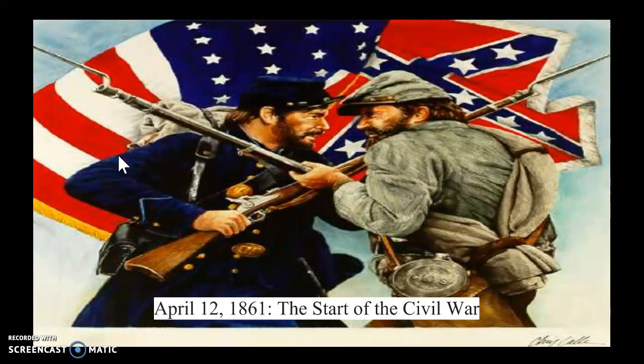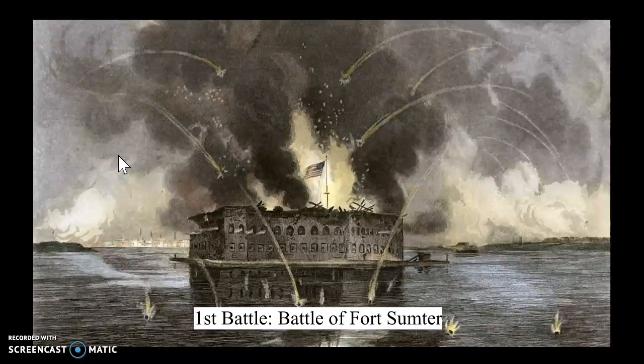April 12th, 1861, the start of the Civil War. The first battle of the war was at Fort Sumter. This began when Confederate shore batteries under General Beauregard opened fire on Union-held Fort Sumter in South Carolina's Charleston Bay. During the next 34 hours, 50 Confederate guns and mortars launched more than 4,000 rounds at the poorly supplied fort. On April 13th, U.S. Major Robert Anderson surrendered the fort.